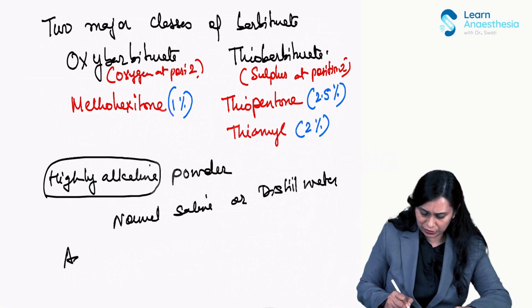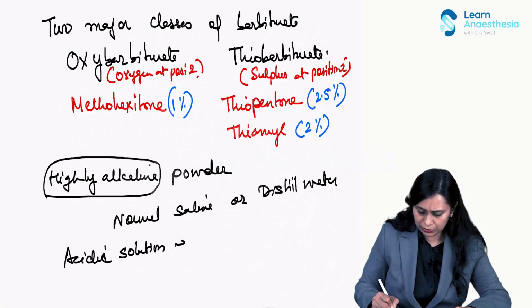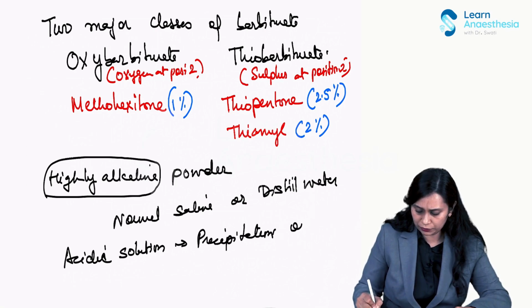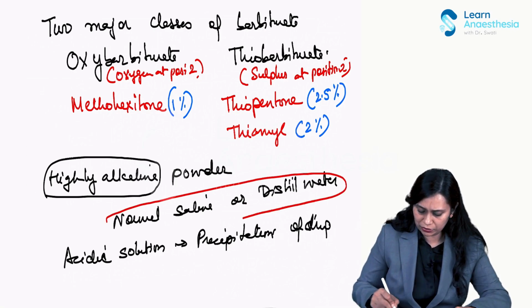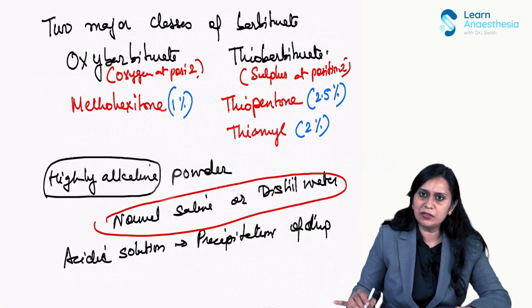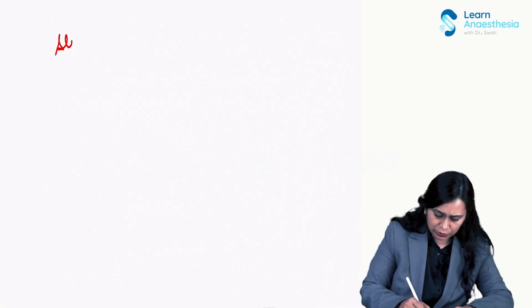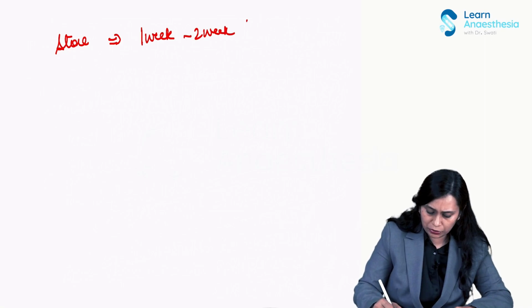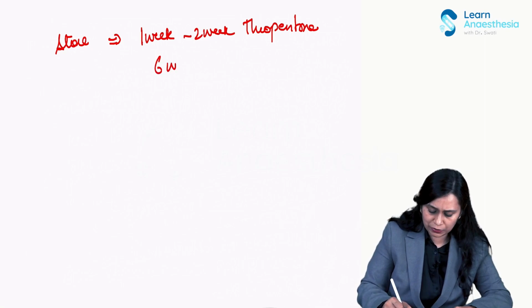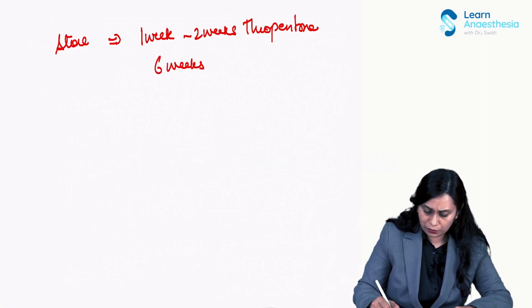So, if acidic solution is used, it can cause precipitation of the drug, right? So, we always prepare it with normal saline or distilled water. And once it is prepared, we can store it. We can store it for 1 week to 2 weeks for thiopentone, the shelf life, and 6 weeks for methohexital.